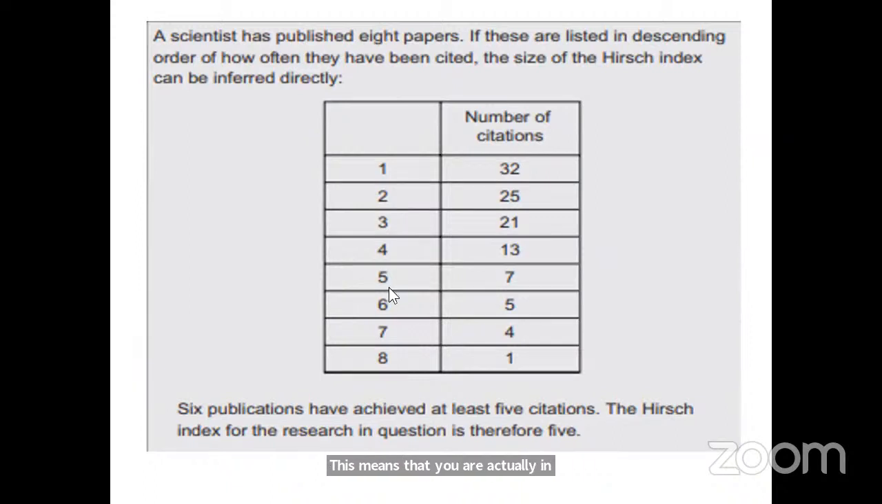5. You have to see one row above it. 6 is greater than 5. Stop here, and your H index is one row above it: 5. Right? Who has not understood this, please?